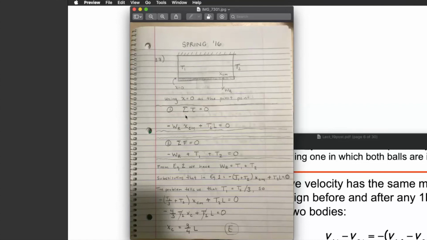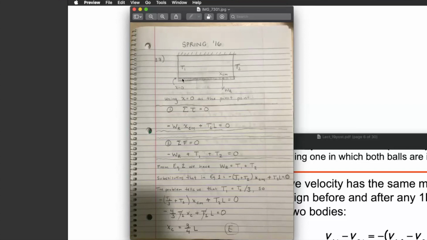So we have the sum of the torques is equal to 0. Now we have to write that out. If I'm making this my pivot point, what are my two torques? The center of mass itself is exerting a force at a distance, x center of mass, and the force is just the weight of the rod. So I'm going to write weight of the rod times x center of mass. For whatever reason, I decided to make that the negative torque, and so the other torque is equal and opposite. I have a positive torque of T2 times L, which is the tension of this rope, at a distance L from x equals 0.